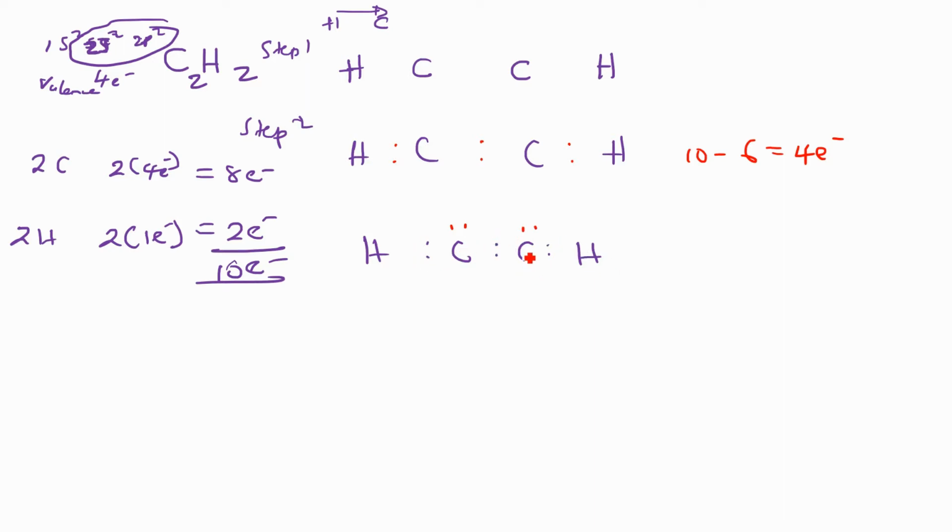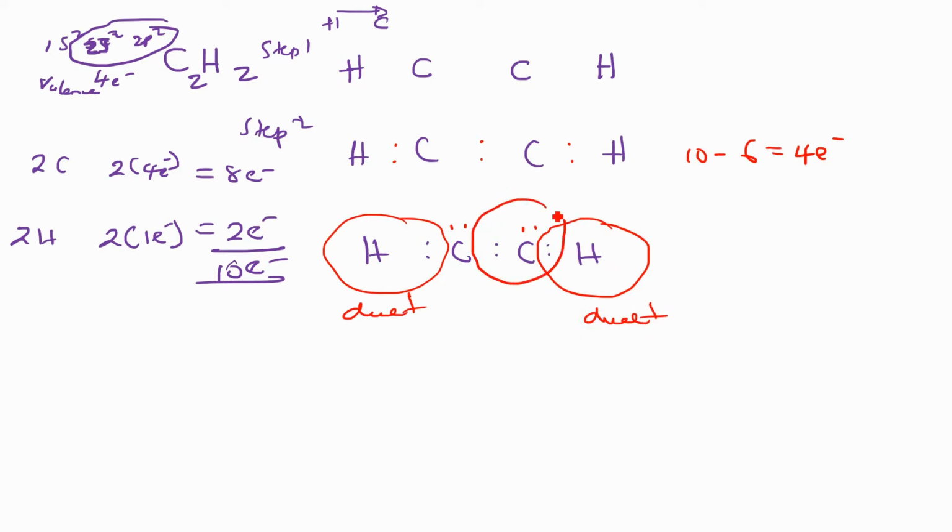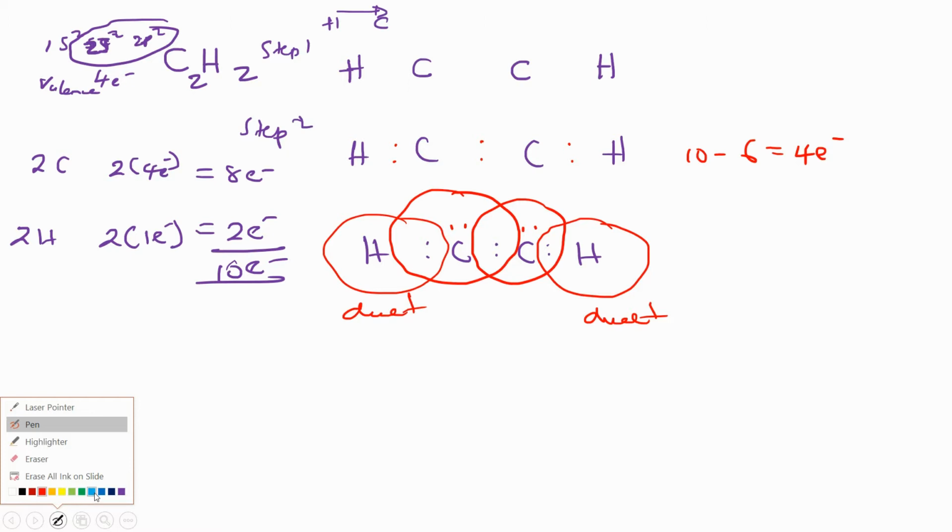Now at this point you want to inspect and see if the hydrogens are satisfied with the duet. Yes, correct. The hydrogens are happy with the duet because the 1s2 is filled up, but the carbons are not happy. The carbons are sextets, right? So you need to make the carbons happy, and the way to do that is to share. So I'm going to use a different color to show sharing. So let's share this one here.